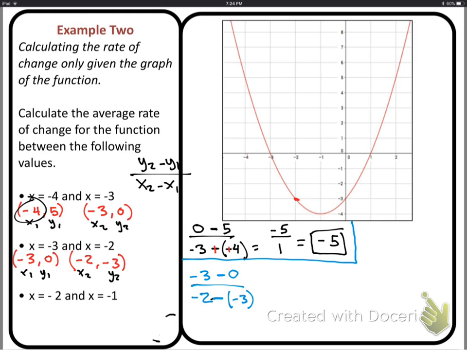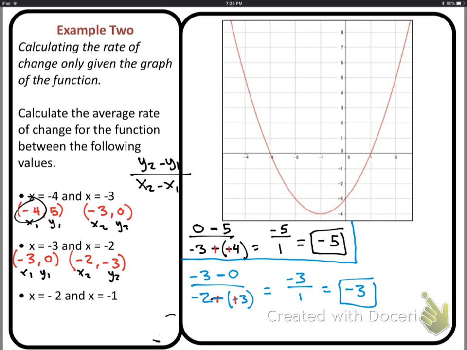Right, -2 minus -3. Simplify this out. -3 minus 0 is -3. This turns into a plus sign. Right, we have two negatives next to each other, turned into a plus sign. That is -2 plus 3, which is 1. And our average rate of change here is -3. So if we're looking at from here to here, down 1, down 2, down 3, over 1. So down 3 over 1, -3 over 1. That's our slope. It's our slope and our rate of change.